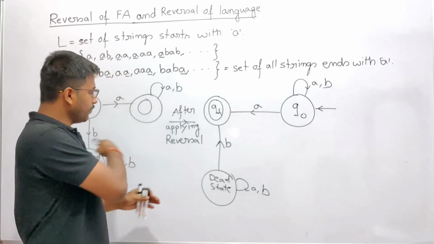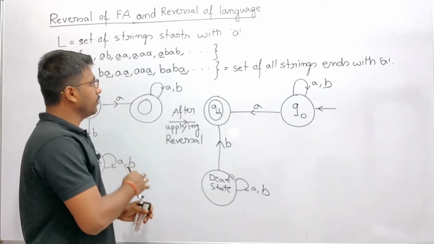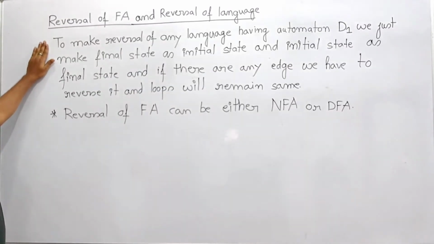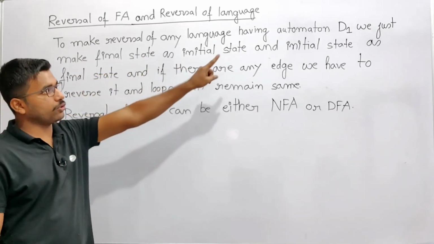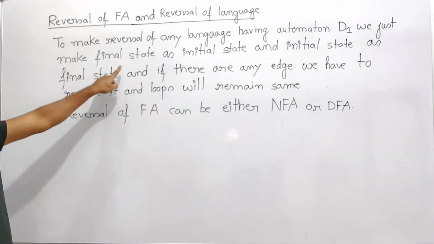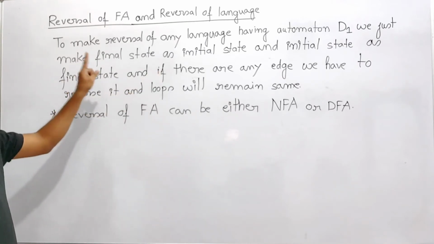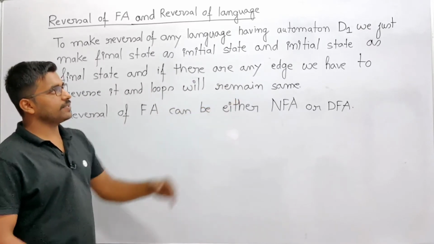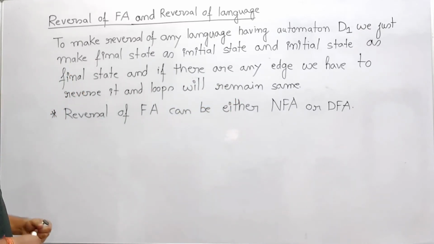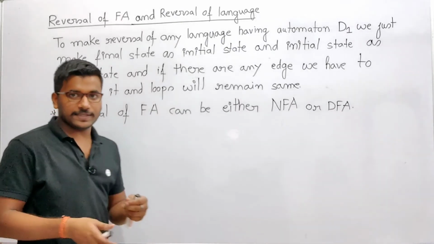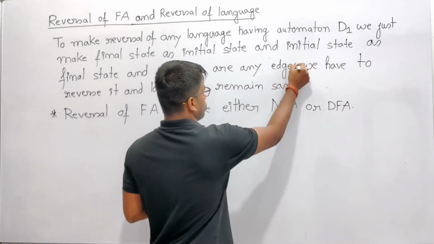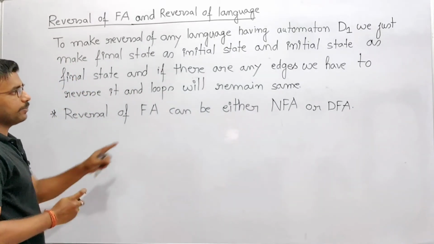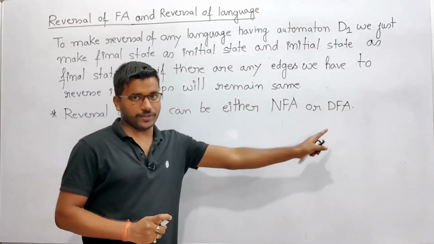So how to apply the reversal? That procedure I will now write, and you can note it down in your notebook. To make the reversal of any language having automaton D1, we just make the final state the initial state and the initial state the final state, and if there are any edges, we have to reverse them, and loops will remain the same. So reversal of an FA can be either an NFA or a DFA.